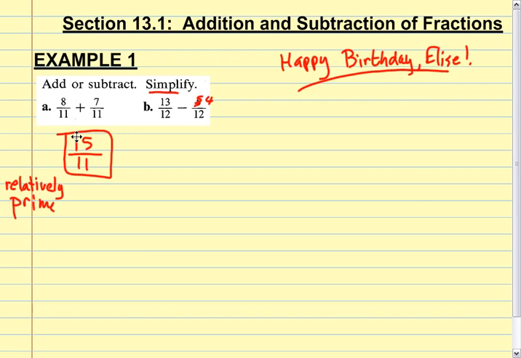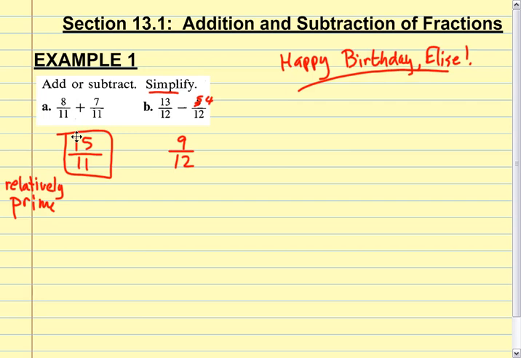Maggie, what do I get? 9 twelfths. I'm going to get 9 twelfths. They had a common denominator. That's good. So I didn't even need to change that. So I have subtracted. The next thing says simplify. What do I need to do in order to simplify?